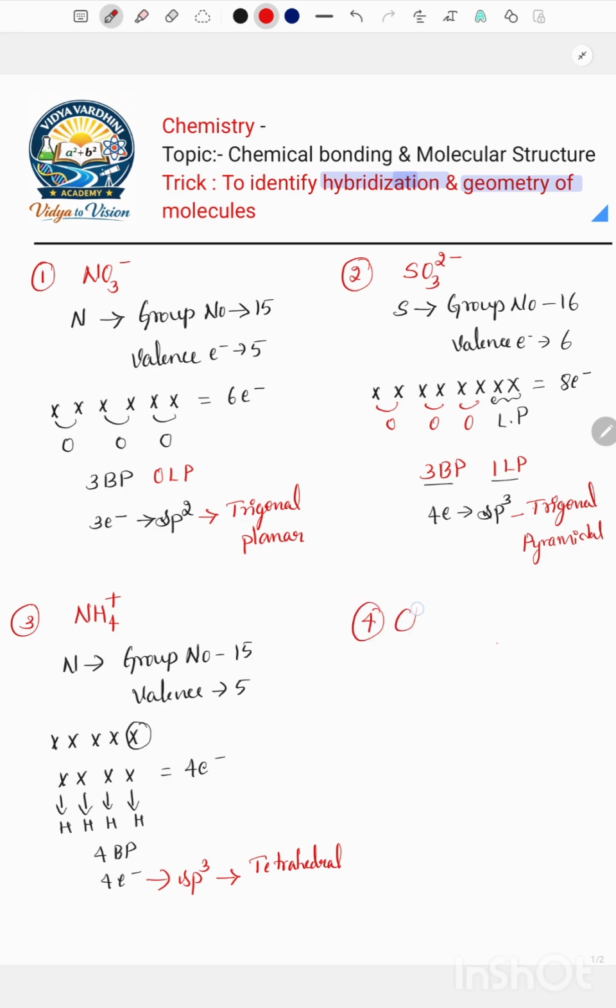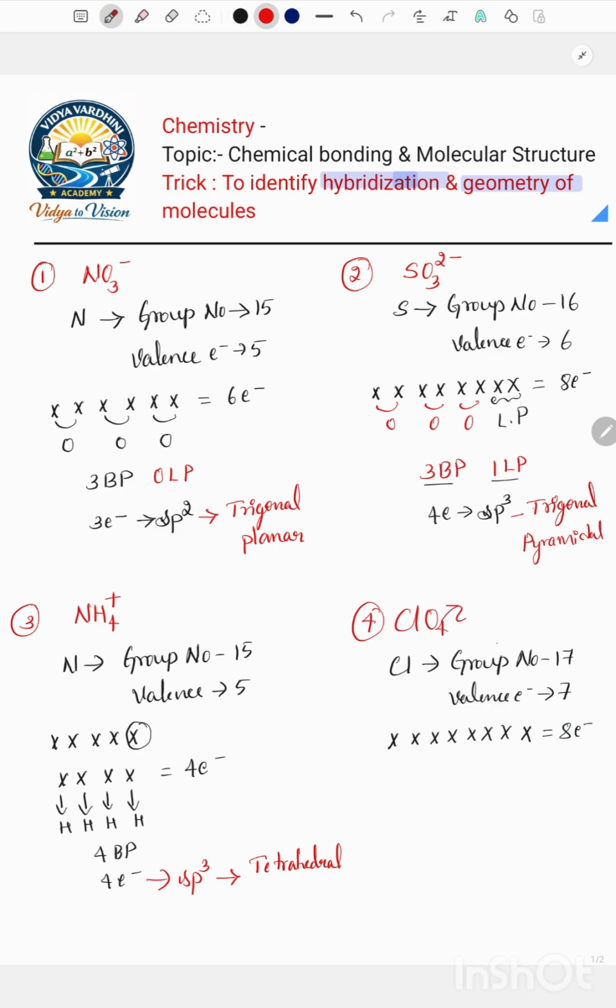This is ClO4 minus. Most of the students will get confusion whenever this complex or this molecule is asked. Okay, here the central atom is chlorine. Group number is 17 and the number of valence electrons in chlorine is 7. Let us write 7 electrons: 1, 2, 3, 4, 5, 6, 7. There is 1 negative charge, hence I am adding 1 electron. Totally it becomes 8 electrons.